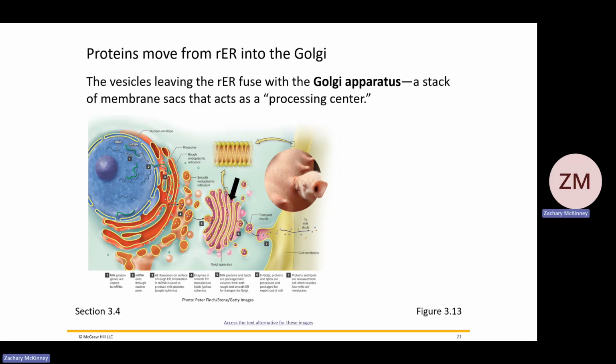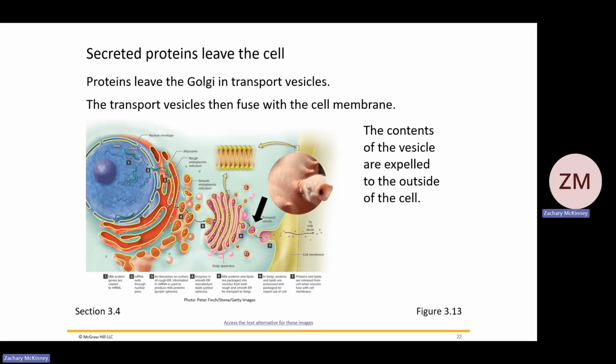So then the Golgi apparatus, right? You have this processing center. So from the smooth ER into the Golgi apparatus, and then from there it fuses with the cell membrane to expel everything out of the cell. Okay, so again, that is just a very brief overview of protein synthesis.